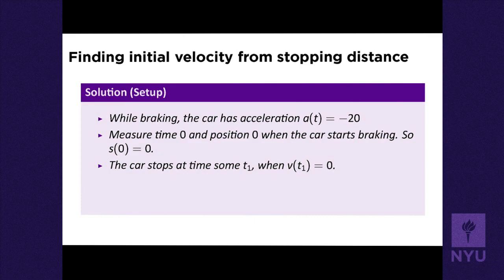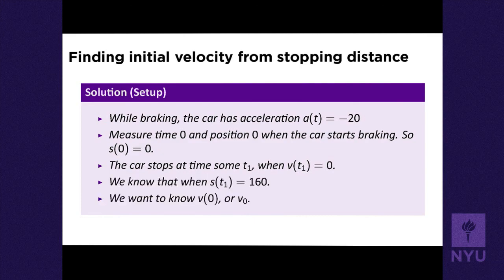We know that it's going to stop because we arrived at the scene and it was stopped. So there's some time t1 for which the velocity reached 0. And what we want to know is what the velocity was when it started. We also know that when it started, it's gone 160 feet in the time that it took to stop. And what we want to know is the initial velocity. Okay, so all that information from the paragraph is now distilled into this regular rectilinear motion problem.